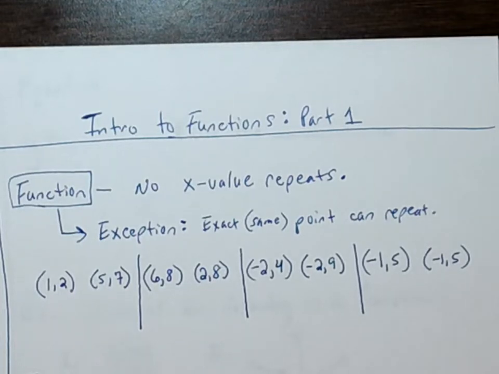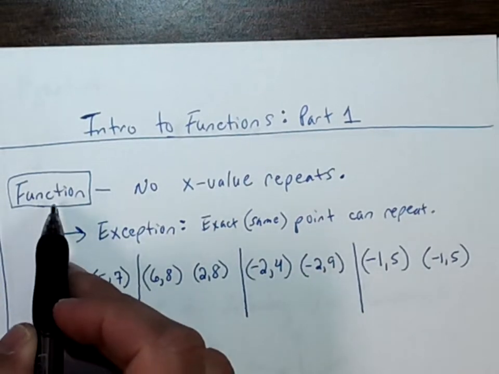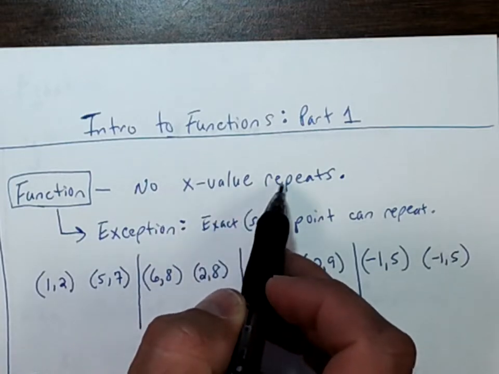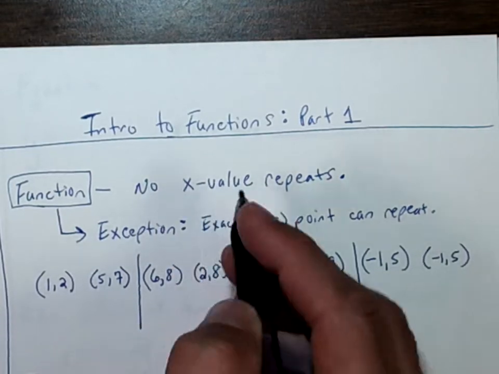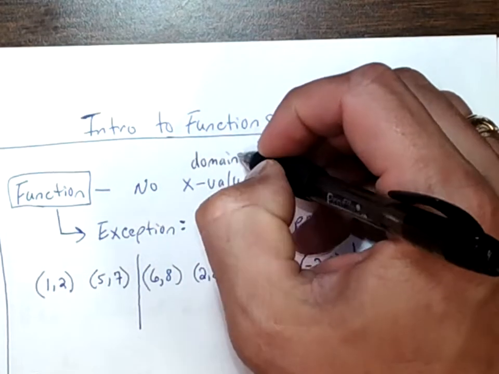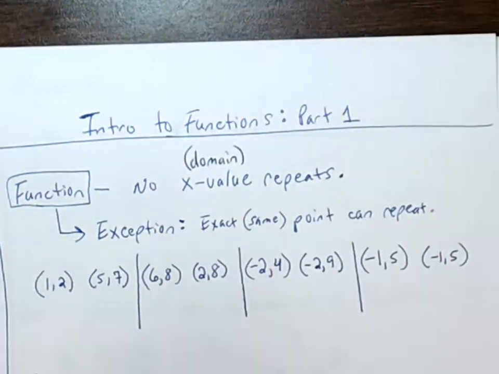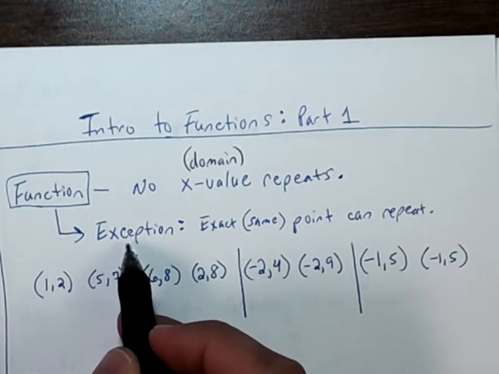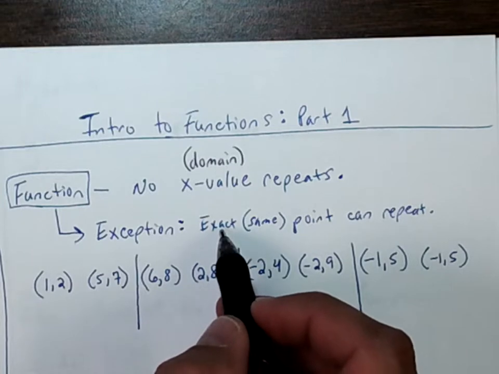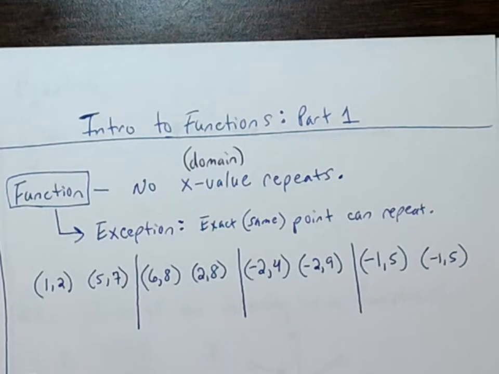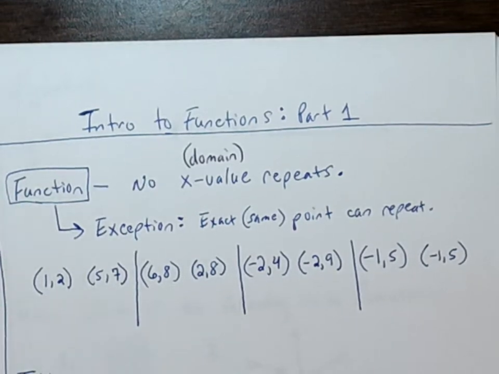Right here, we're talking about functions. An equation is a function if no x value repeats itself. And x values are the domain. Don't forget about that. So no x value can repeat, or no domain value can repeat. There is one exception though. If there is an exact, meaning same, point, then it's okay to repeat. An exact point can repeat and still be a function.